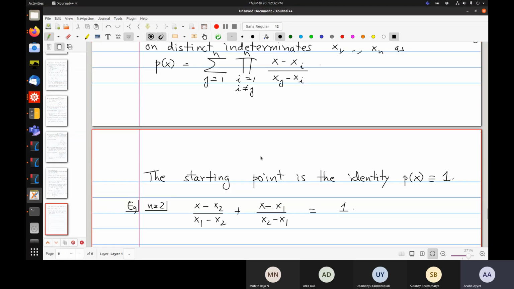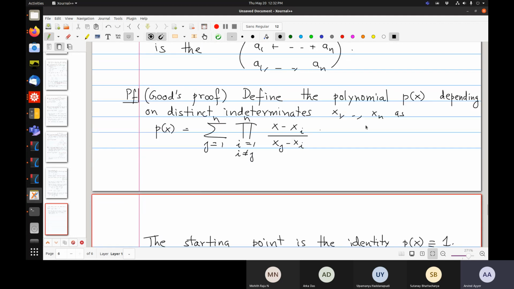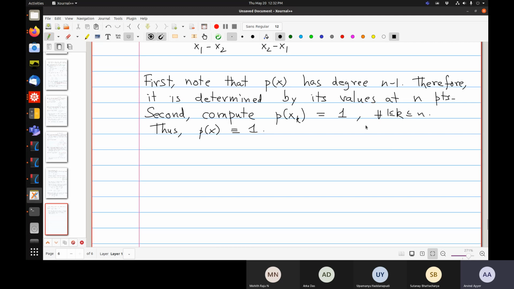Okay. So now let's look at F_n. This is a multivariate polynomial in x_1 up to x_n, which depends on a_1 up to a_n. So maybe the choice of notation is not very good, but this does depend on a. This is a multivariate polynomial. Okay, so we'll use this in a second, as I said.